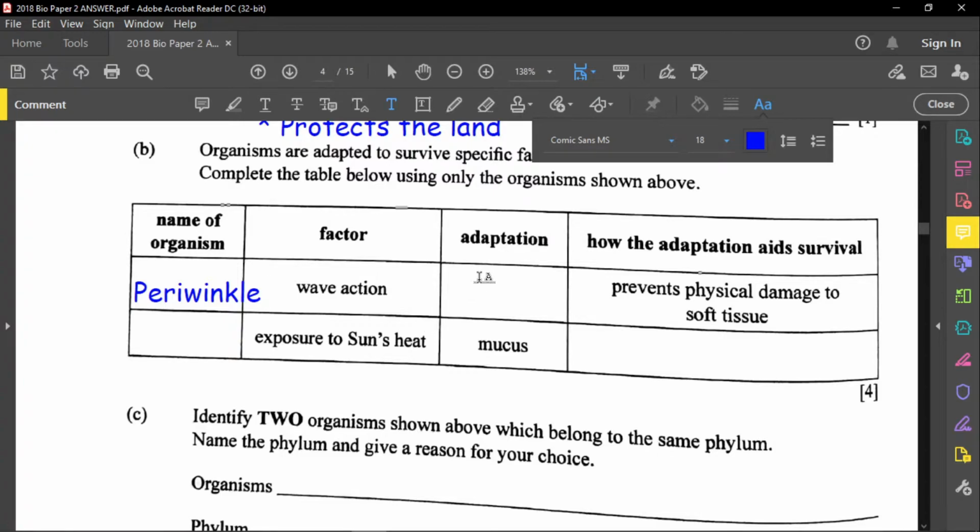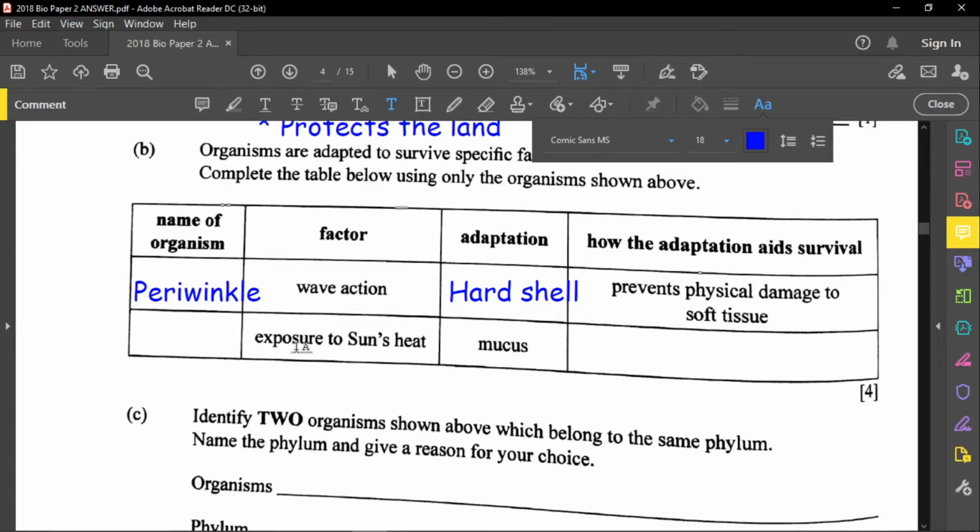And of course, you could put the chiton as well. You could put any of the organisms there, but the adaptation is very important. So the adaptation here will be that it has a hard shell. And of course, it prevents physical damage to the soft bodies or the soft tissues.